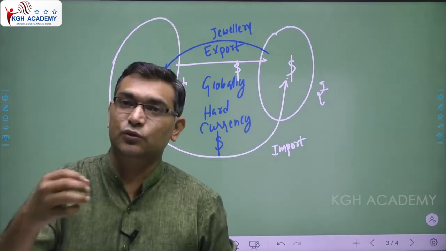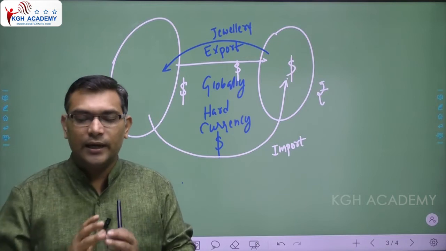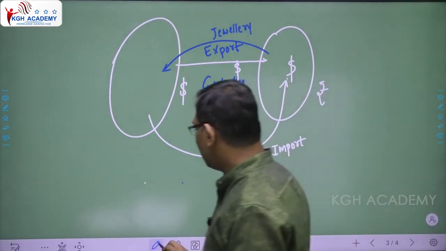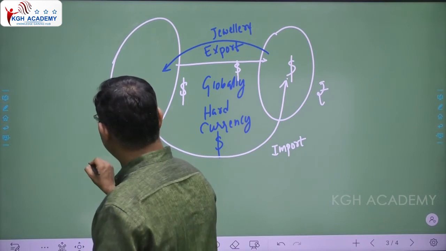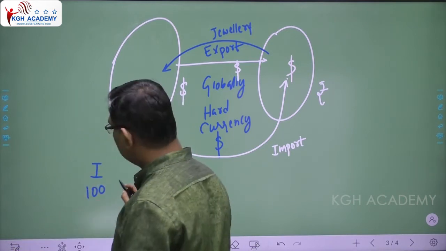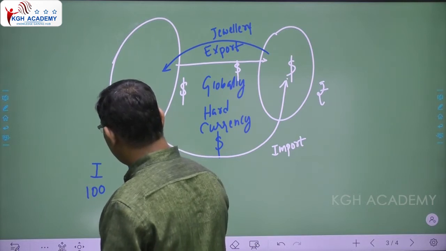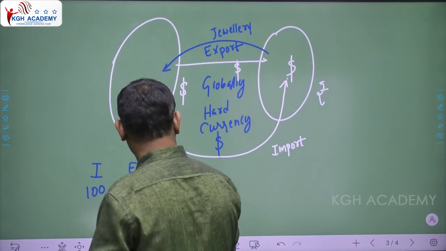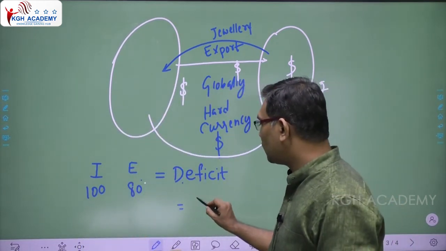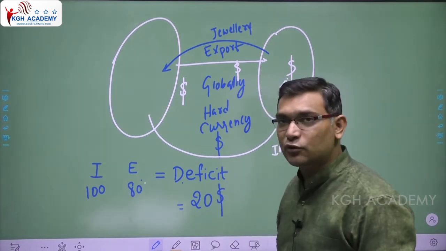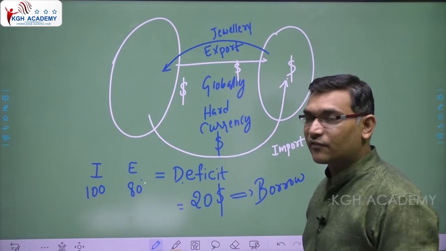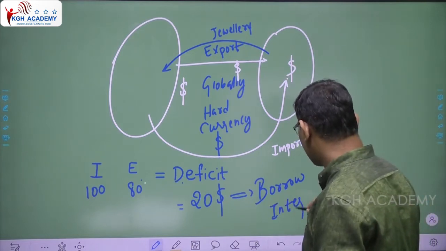So to buy I need to earn. For example, if imports are 100 rupees and exports are 80 rupees, how much deficit do I have? The deficit I have is 20 rupees. So this 20, what do I have to do? I have to borrow it. From where? From the international market, from foreign banks.